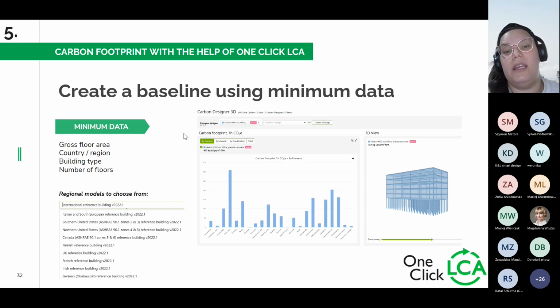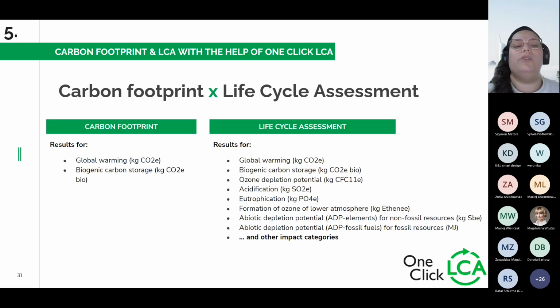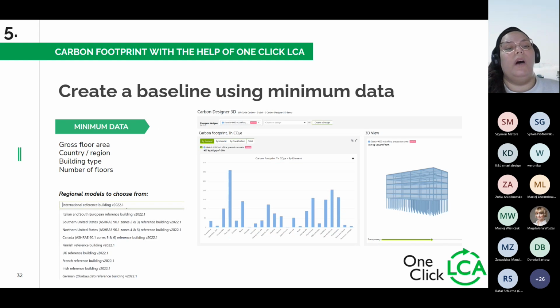Also, with One Click LCA, you can measure both the carbon footprint and the life cycle assessment, the full LCA as well. So to start, we can create the baseline using minimum data. And what would be this minimum data? The gross floor area, the country region where the project is located, the type of the building, and also the number of floors.